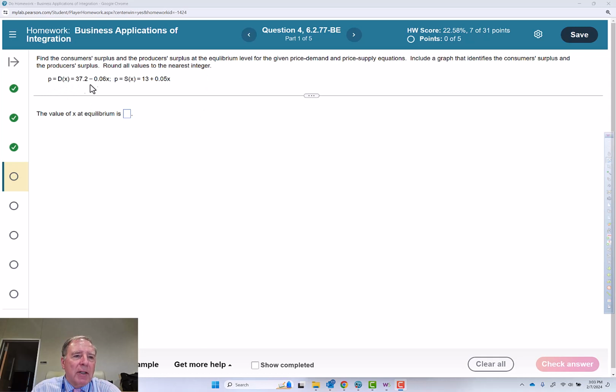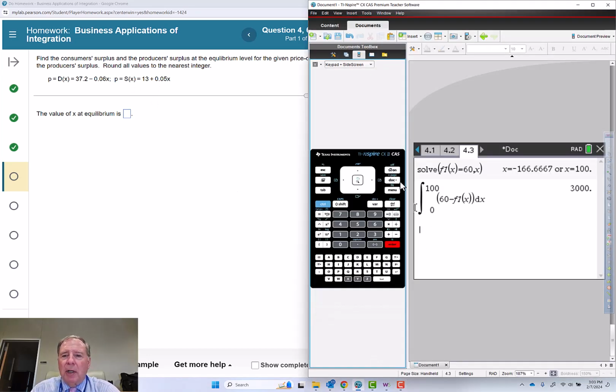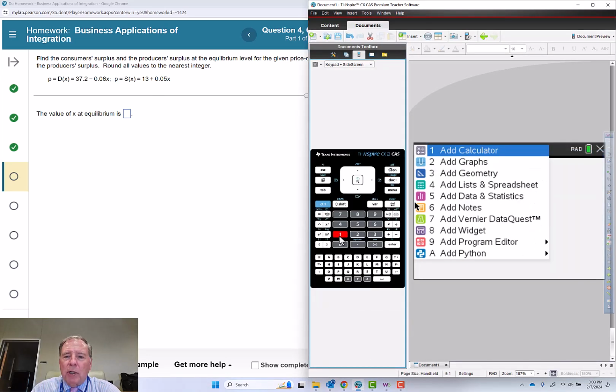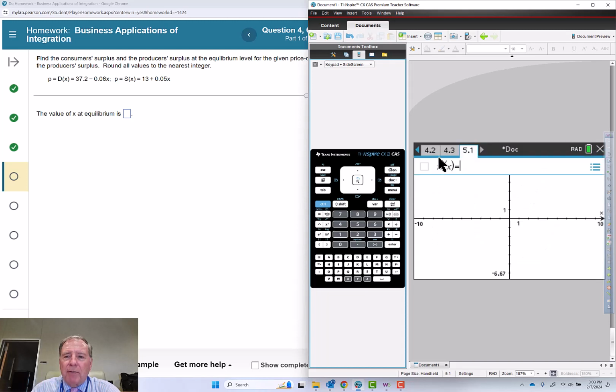So we have a linear demand curve and a linear supply curve here. So I'm going to go to the calculator and put both of those in. Doc, 1 for a new problem, 2 for a graph. And since I've got both in here, I'm actually going to change the name to D of X for my demand curve, 37.2, then minus 0.06x, then I'm going to put in my supply curve immediately.